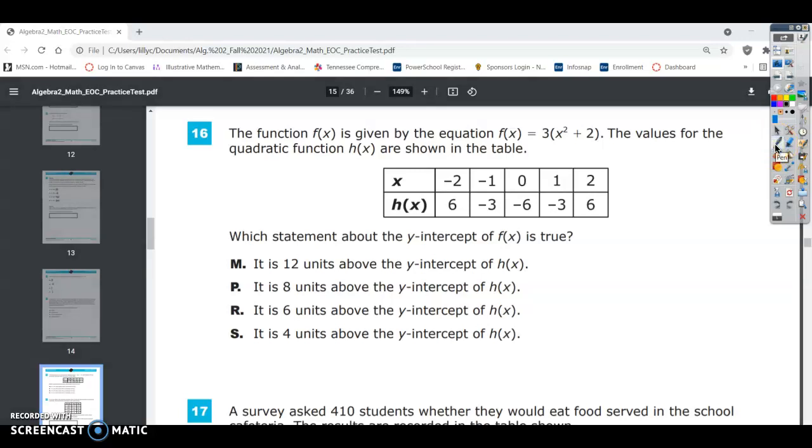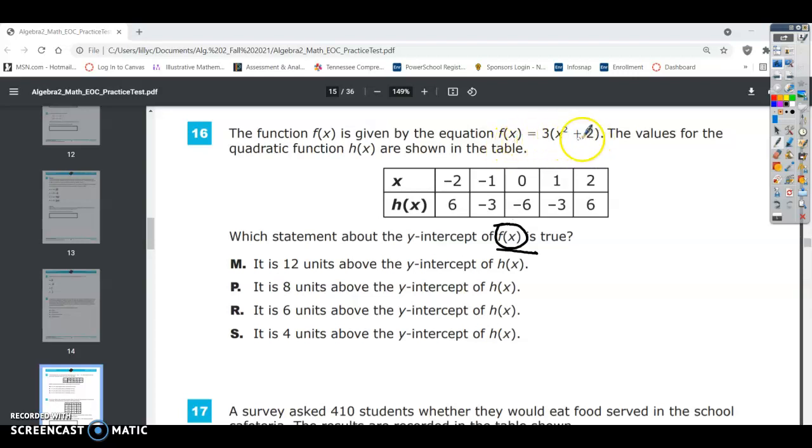Algebra 2 EOC practice test number 16. The function f of x is given by the equation f of x equals 3 times x squared plus 2. The values for the quadratic function h of x are shown in the table. Which statement about the y-intercept of f of x is true? Alright, so which statement about f of x is true?